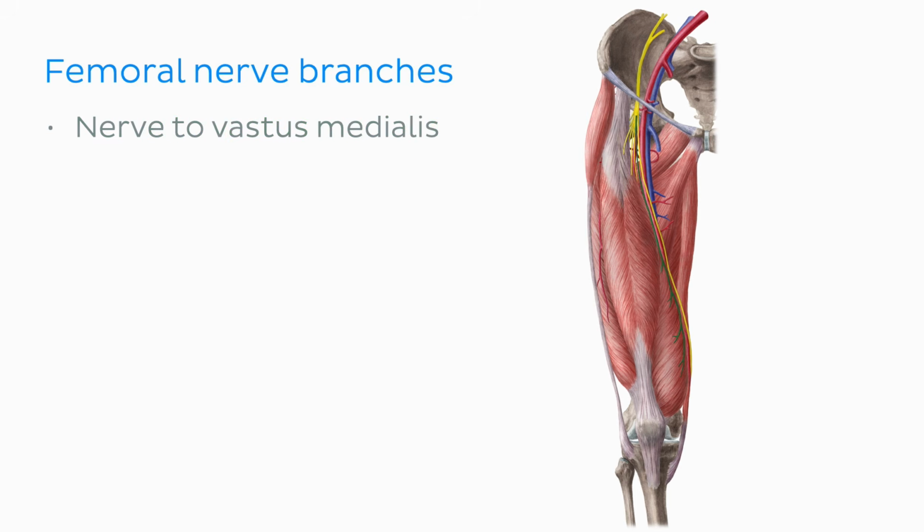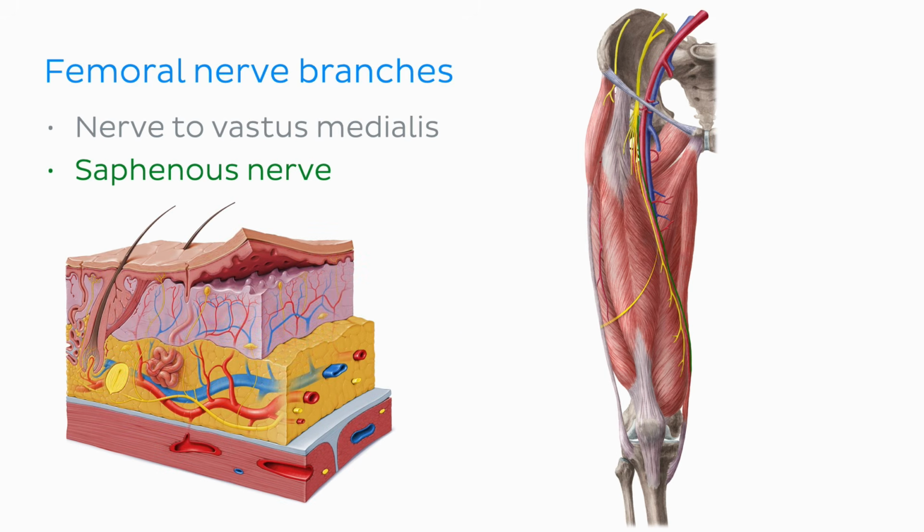The second branch of the femoral nerve that travels through the adductor canal is the saphenous nerve. We can now see that nerve highlighted in green. The saphenous nerve is a cutaneous sensory nerve that innervates the skin on the medial side of the leg, the ankle, and the foot. And once it passes through the adductor canal, it reaches the medial side of the lower limb and it travels superficially to reach the skin.